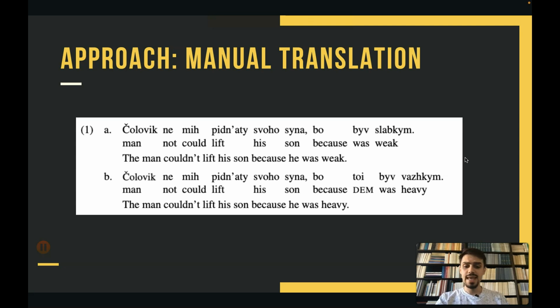In sentence 1a, one could omit the subject and the subordinate clause. In sentence 1b, one could use a demonstrative pronoun instead of a personal one, as in English. This makes both of the sentences unambiguous in Ukrainian.